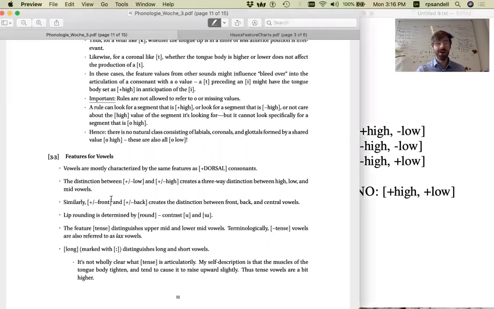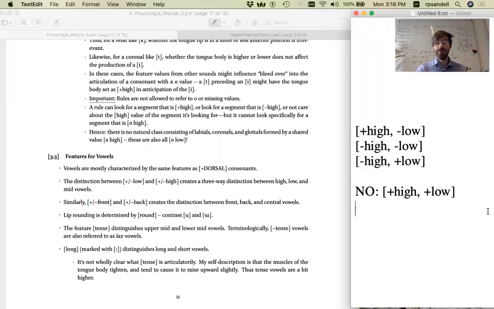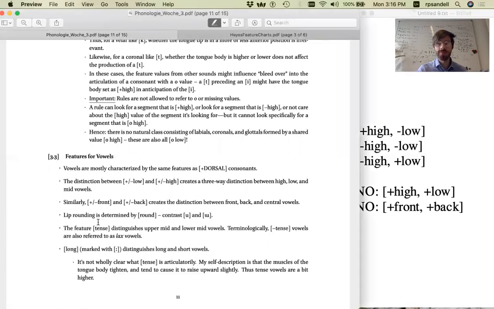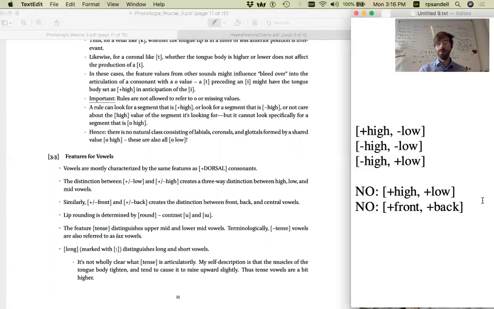And the same applies to the features front and back, which creates a three-way distinction between front, back, and central vowels. And in the same way, it's impossible to have a combination of the features plus front and plus back. One further feature which is relevant for vowels is the feature tense, which we'll use to distinguish upper mid and lower mid vowels.